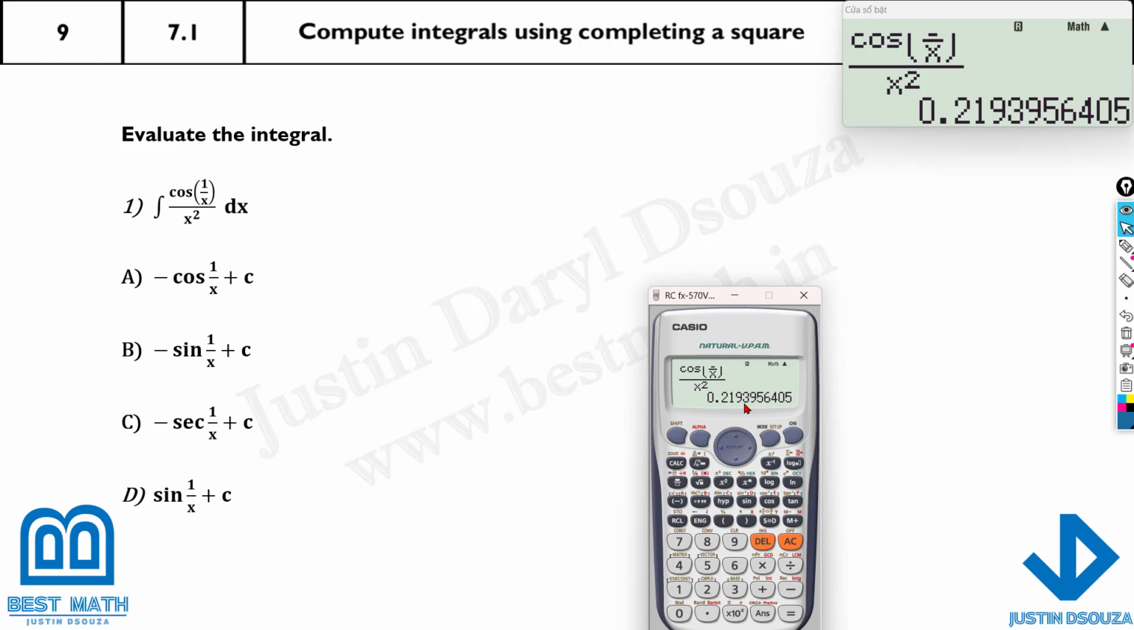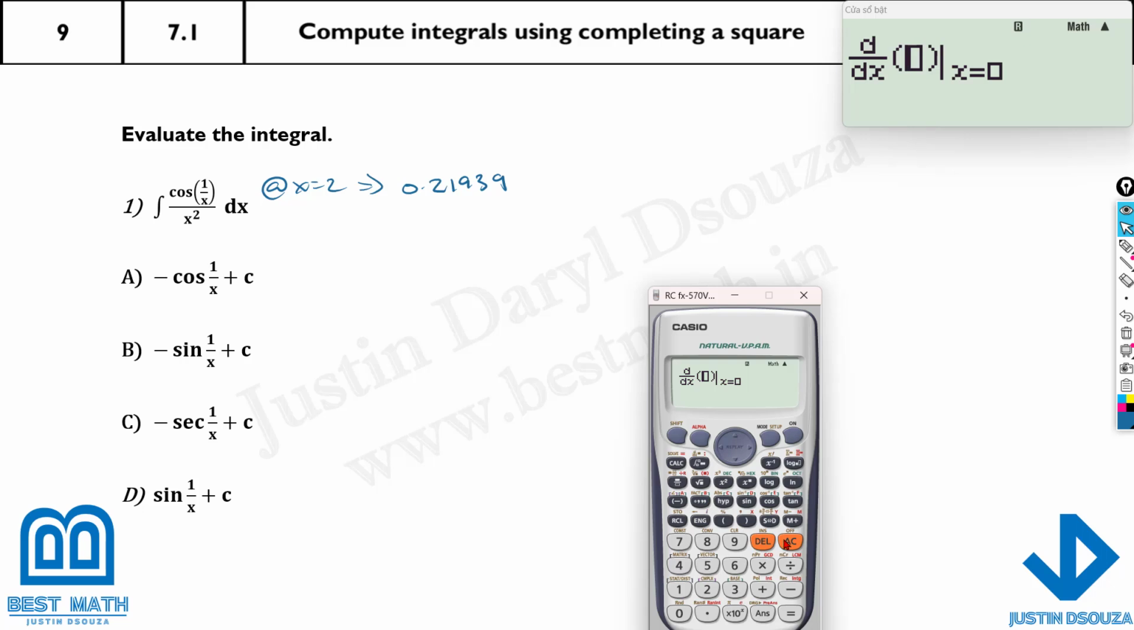It's 0.219. Now make sure you derive all these options at x is equal to 2, and you must get the same value. So what you need to do is write this out here. At x is equal to 2, the value is 0.21939. Write 4 to 5 digits after the decimal point, and now let's do it.